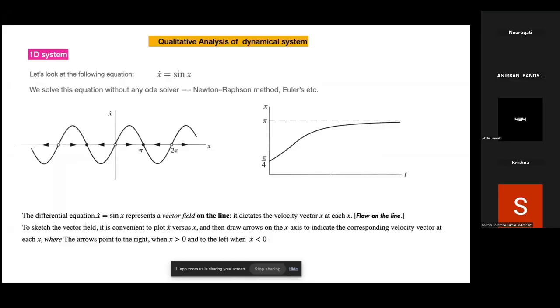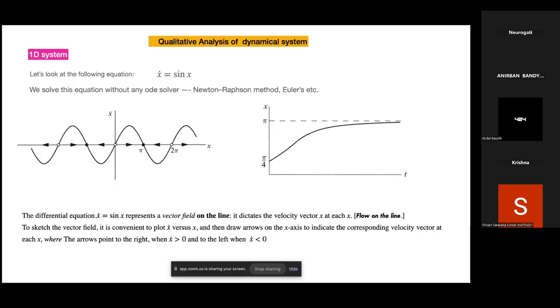So for solving this kind of system, like dx by dt is equal to sin x, we can plot this sin x in an x dot versus x graph. And when you plot this, we see there are some positions where x dot is greater than 0 and some positions where x dot is less than 0. So when x dot is greater than 0, we can give an arrow rightwards. So it means that if we see these systems on a line, like on an x line, this x vector is moving right or left, positive or negative direction.